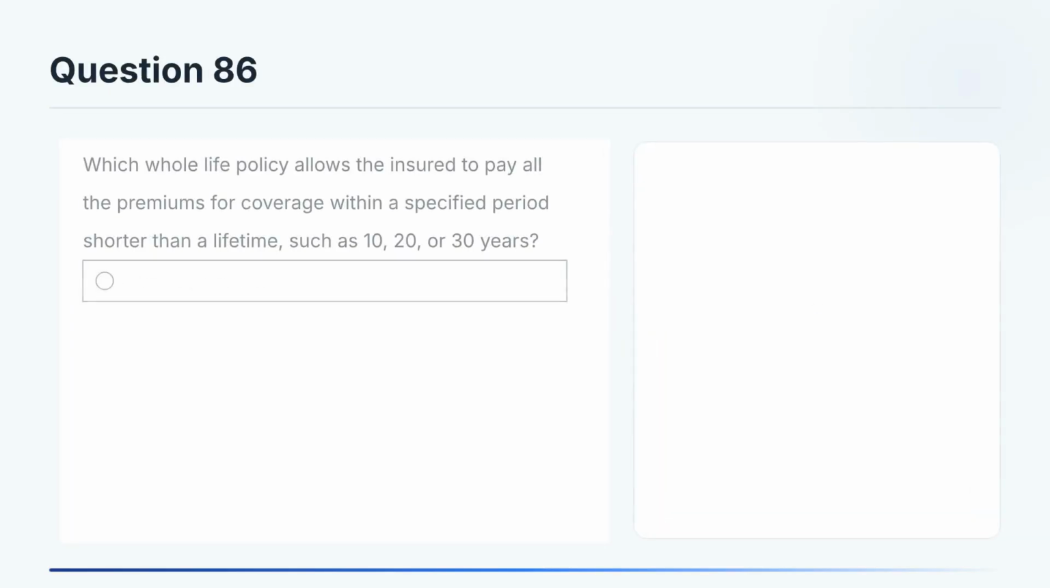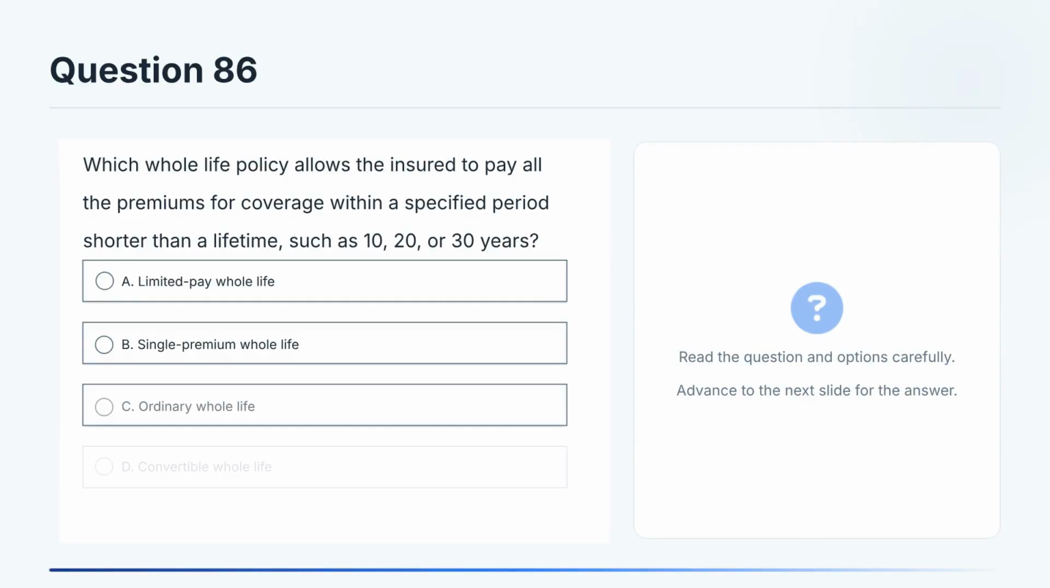Question 86. Which whole life policy allows the insured to pay all the premiums for coverage within a specified period shorter than a lifetime, such as 10, 20, or 30 years? A. Limited pay whole life. B. Single premium whole life. C. Ordinary whole life. D. Convertible whole life.